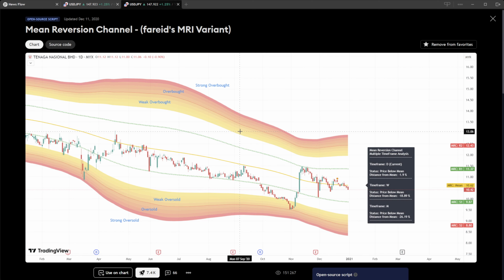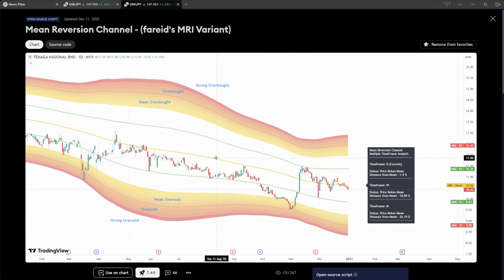So why is this so cool? It's basically a classical mean reversion setup that assumes prices, especially for certain currency pairs, will always snap back to the average price over time. You can see the yellow line here is the mean price, and in the case of this currency, when it got overextended into the strong oversold or oversold area, it snapped back to the mean. Likewise, if it gets overextended into the overbought area, it also tends to snap back to the mean.